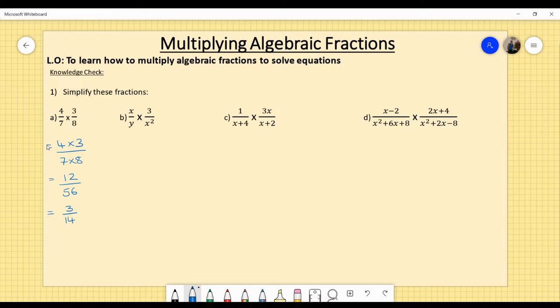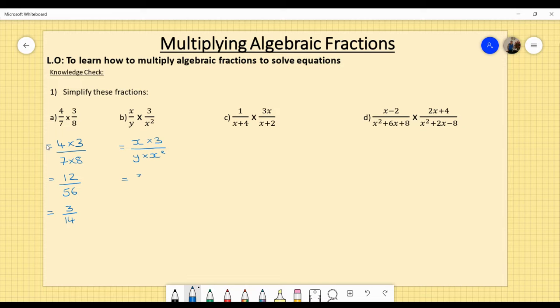And obviously it's fine as it is there, so no need to simplify it any further, but sometimes you might want to check whether you have an improper fraction and you need to convert it to a mixed number. Okay, when we get to algebra then, we use the same process. So on this one, I'm just multiplying the two numerators together and multiplying the two denominators together and then simplifying.